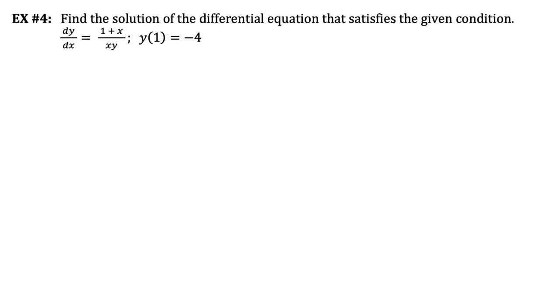All right, for our next problem, more of the same. We do need to separate. So if we're going to go through and separate, it looks like our y value needs to come over here to this side, and our dx needs to come back over to this side. So we're going to have y dy equals 1 plus x over x, and then dx.